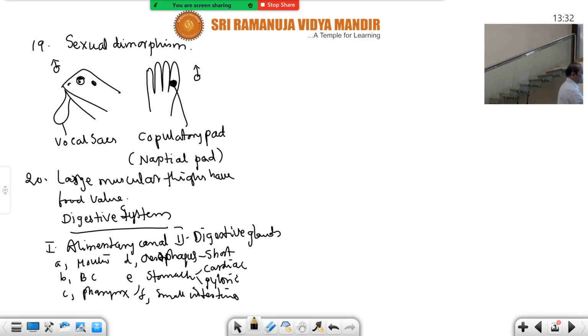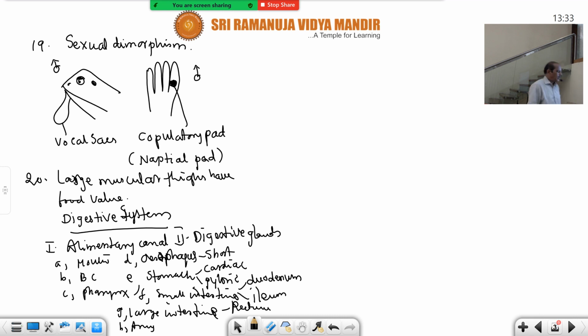Small intestine has two parts: the U-shaped duodenum and the coiled ileum. These two parts are present. And lastly, the large intestine. The large intestine has only the rectum, no colon. Finally, the last opening is the anus. So colon is absent in a frog. Which part of the alimentary canal is absent in frog? Colon.